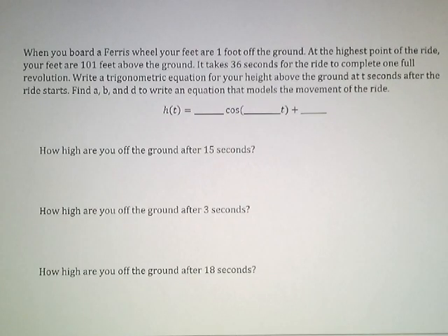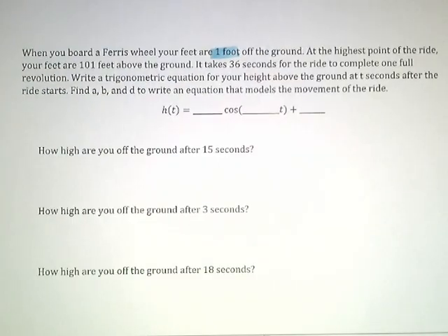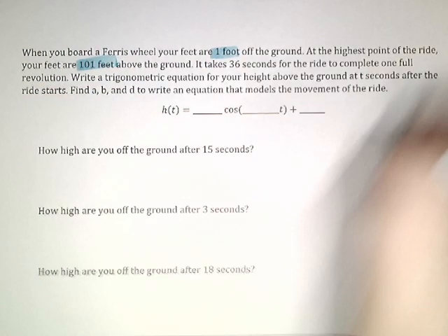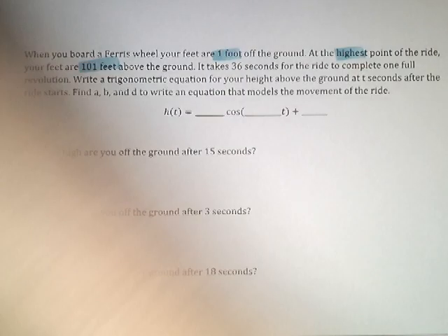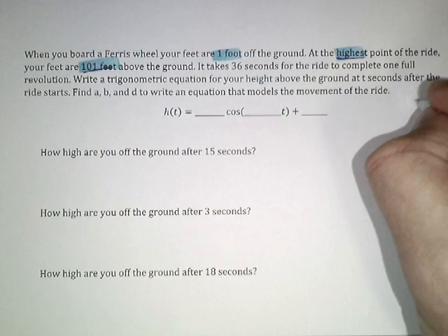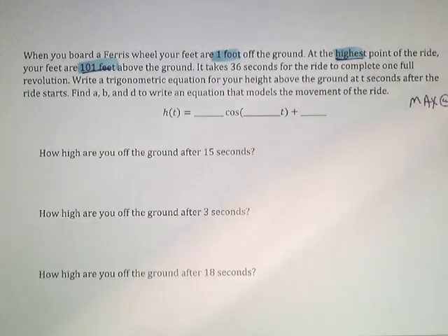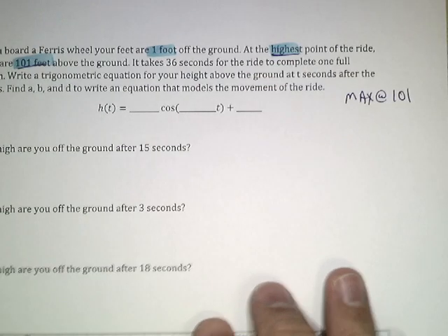When you board a Ferris wheel, we are 1 foot off the ground. At the highest point of the ride, we are 101 feet. So that highest is important there. The fact that we are the highest at 101 tells us we have a max at 101.